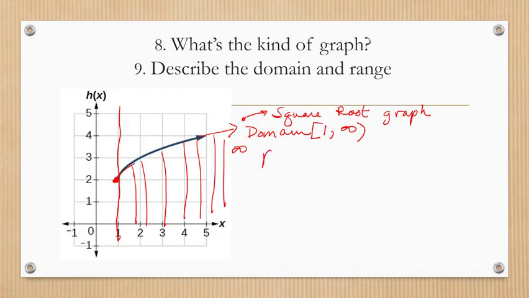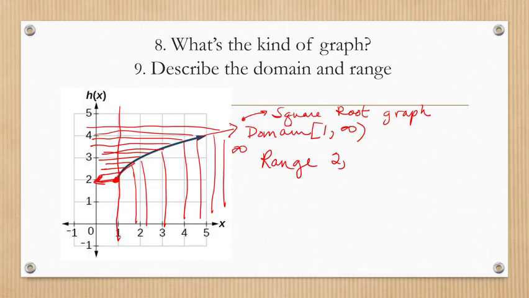parenthesis. Okay, range. How low does it go? Well, this is our lowest point right here. This is the low point. It is 2. Where are these y values going? Forever and ever and ever. They're going to where? Infinity. Bracket on 2, parenthesis on infinity.